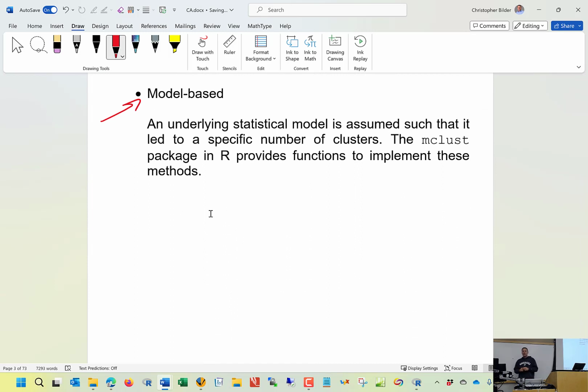And lastly, there is what's called model-based clustering, where you assume some kind of statistical model for your data, and that model then helps you figure out what the clusters are. I will not, though, talk about that particular method in class. While it is used, it's not used as much as the other 2 classifications.